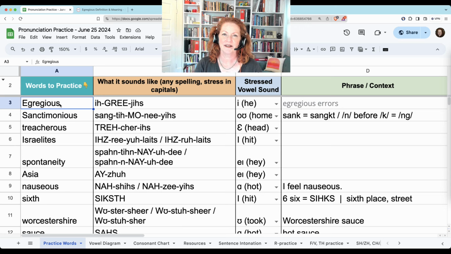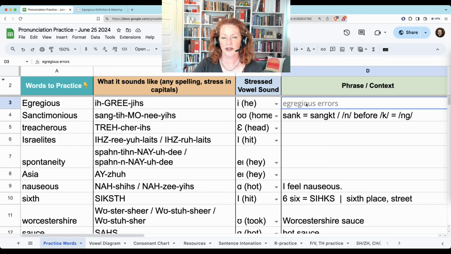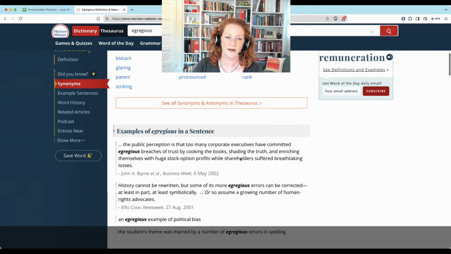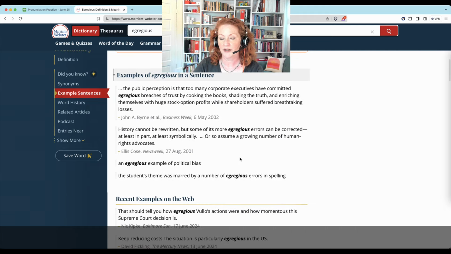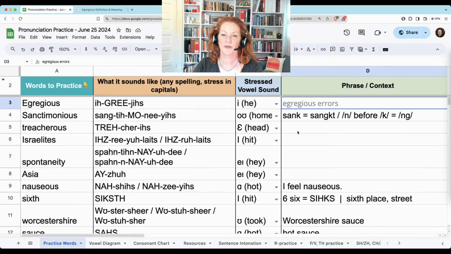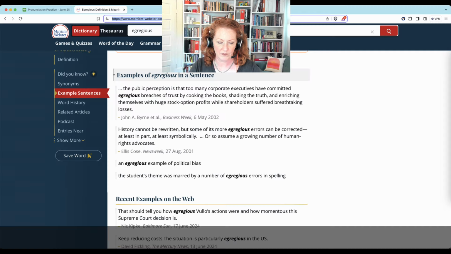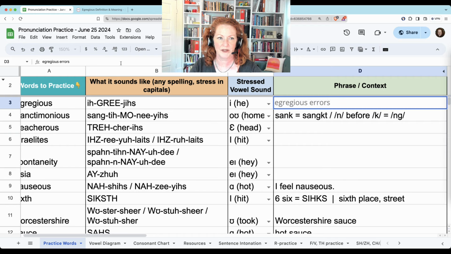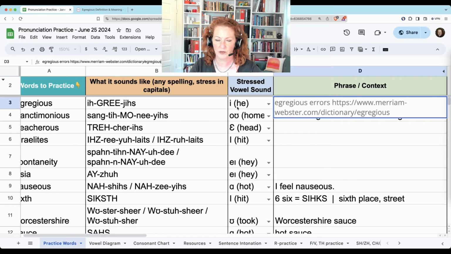Meeting for pronunciation practice on June 25th, and we started with egregious. Egregious. If it's in gray over here, you know I probably just cut and paste from the Merriam-Webster website because I look it up to see do I have stress in the right place, and then there's usually good examples, and I'm looking for a short example, an egregious example of political bias. So I should put the link there so you can go to it, because I think it's a good website to use for anything.